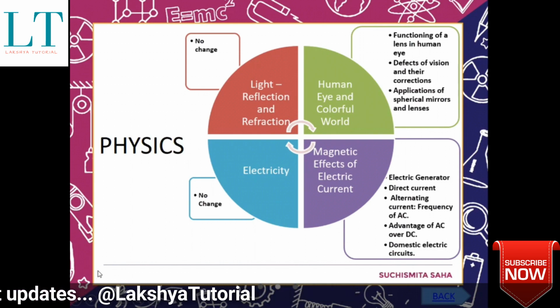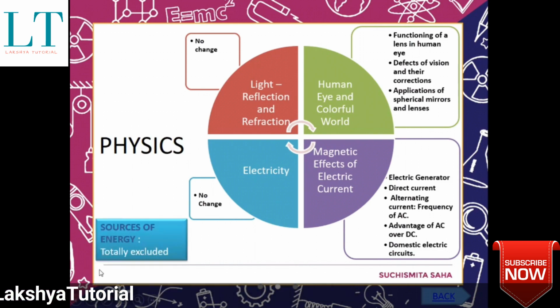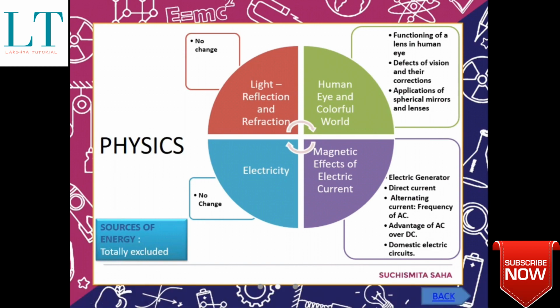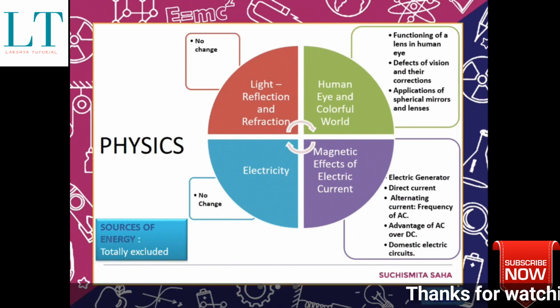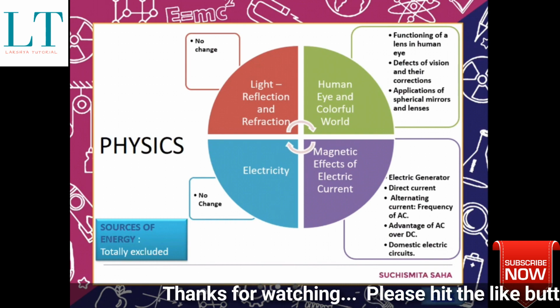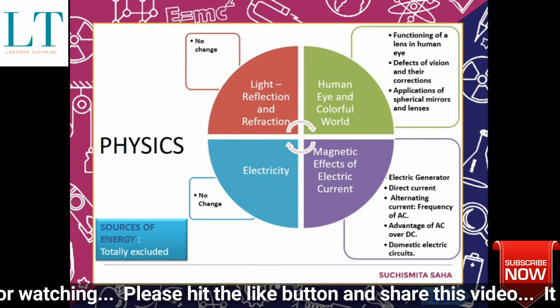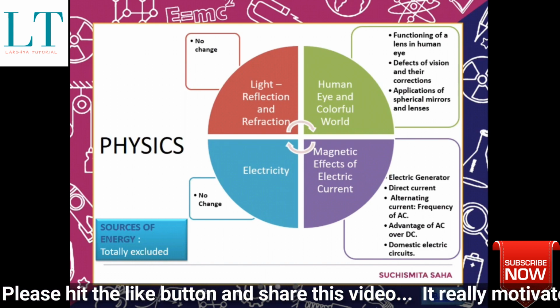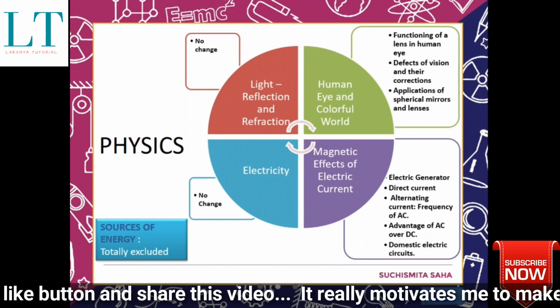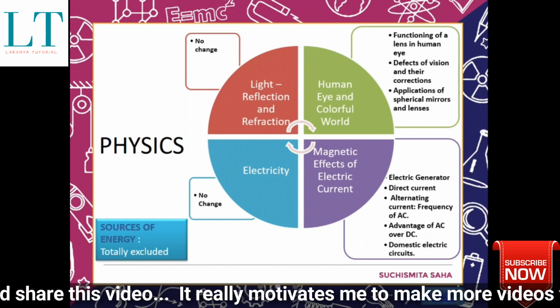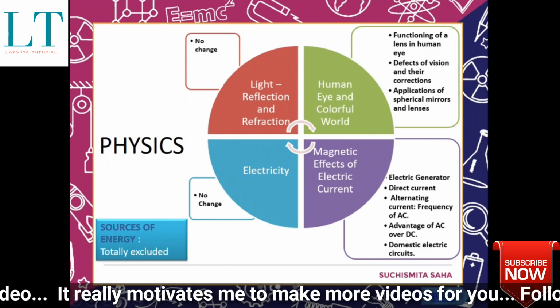And one more important thing is the sources of energy that I mentioned, that from unit 5, that chapter is considered to be a physics chapter. That chapter is totally excluded from this year's syllabus. That is, in the 2021 session, we do not have anything included from the sources of energy chapter. That whole chapter is excluded from the syllabus. That's it for the physics. Now next we will move to the chemistry section.